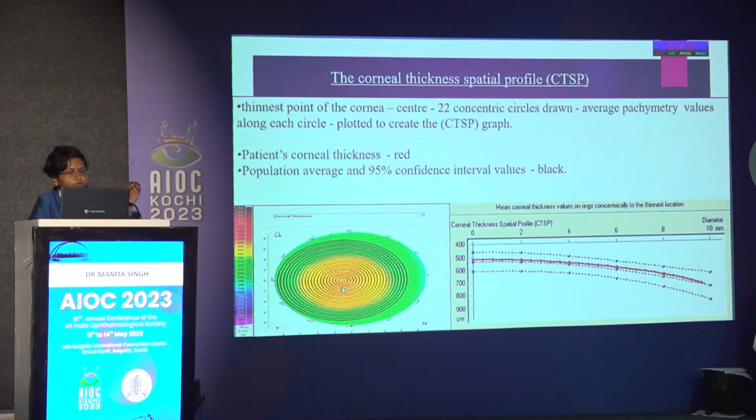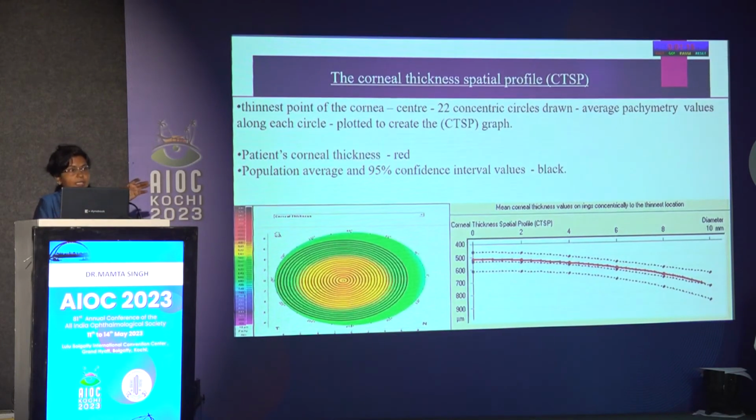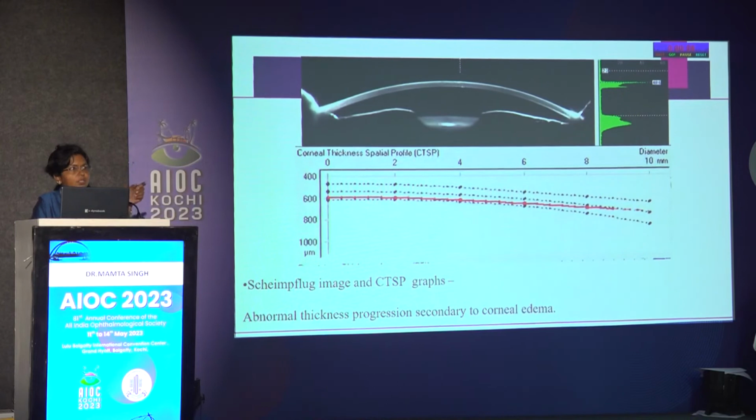The patient's value will be represented in red color. The normative value will be represented by an interrupted black line. So it is important to know whether the pachymetry value is lying within the normal limit, plus whether this progression from center to periphery is progressing in the normal manner or not. That is also important. For example, here we have a case where, although this is well within the normal limit, we can say the corneal thickness is between 400 to 600, we can see the central cornea is almost as thick as the peripheral cornea. So this was a simple case of corneal edema. That is the importance of the CTSP graph.